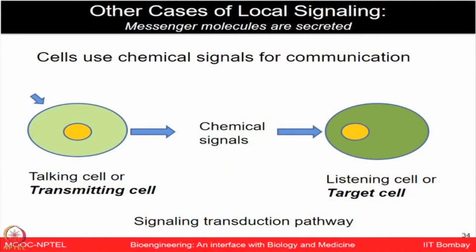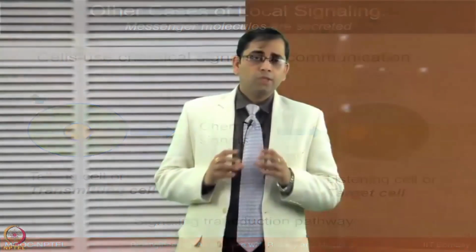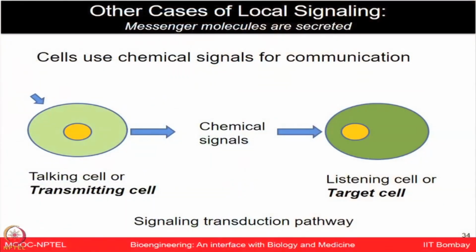Let us now think about various messenger molecules which are secreted, which are other cases of local signaling. Cells use some of these chemical signals for communication, and those are very crucial for signal transduction pathways to happen. A cell shown on the left side, a talking cell, transmits the chemical signals, and then another cell, which is the listening cell or the target cell, perceives those chemicals, and that actually communicates and creates the signal transduction pathways.